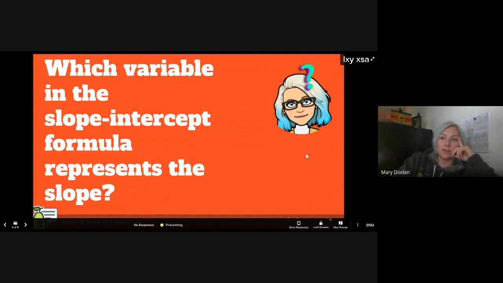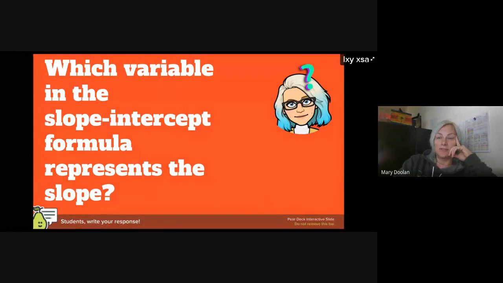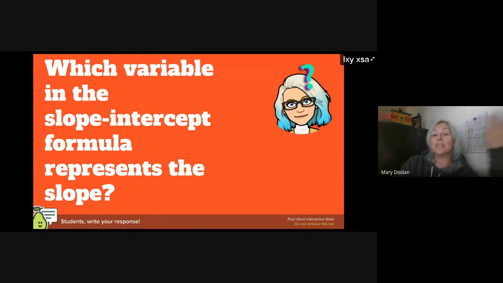All right, let's see, were you listening? Go ahead and answer this question. Which variable in the slope-intercept form represents the slope? Go ahead and go to your Pear Deck slide right now and answer this for me. Are you paying attention? Go to your Pear Deck slide, answer this question. Don't leave the meeting, but just go to the tab for your Pear Deck slide and answer this, please.